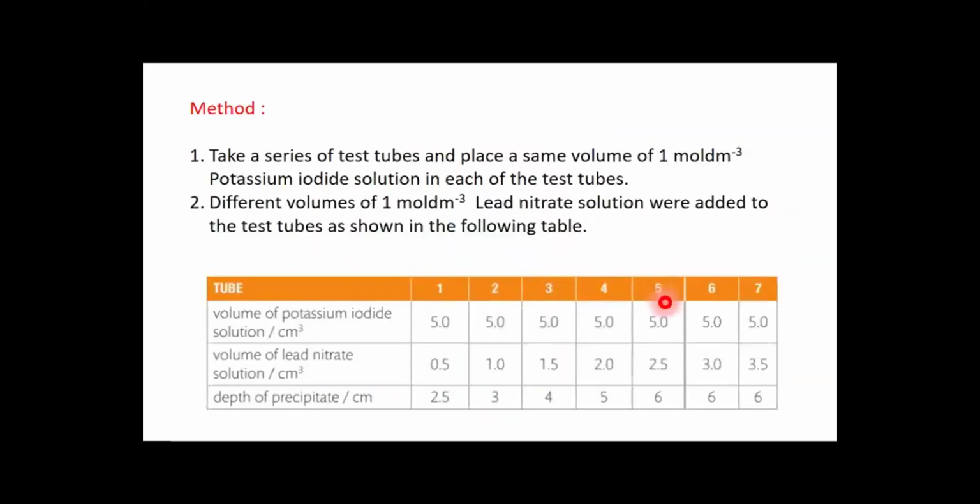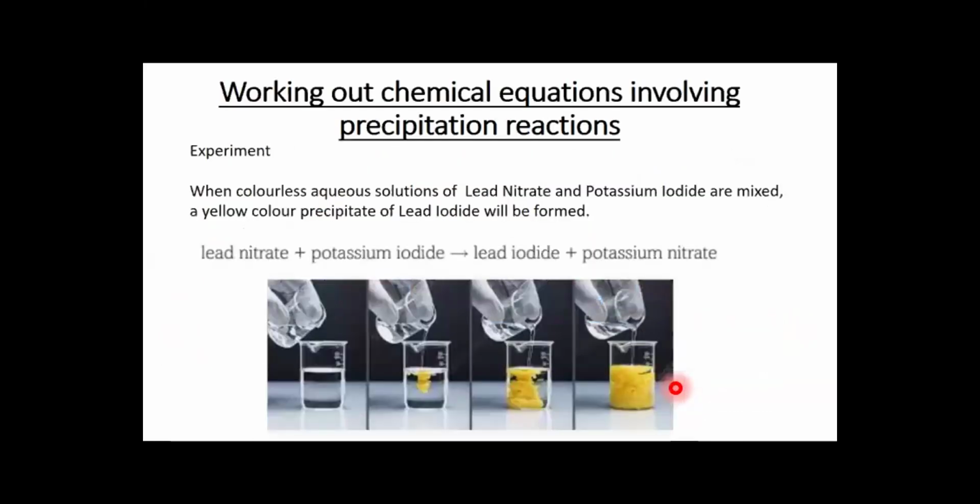Now we will see. Tubes 5, 6, 7 have the same precipitate. That means if 5 cubic centimeters of potassium iodide is reacting, it should react with 2.5 cubic centimeters of lead nitrate, right? Now can you see the ratio? Potassium iodide to lead nitrate is 5 to 2.5. That means 2 to 1. Did you understand that? Okay, clear? So this should be 2 to 1.